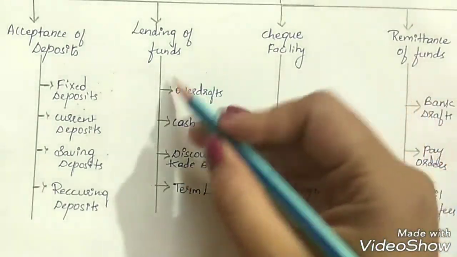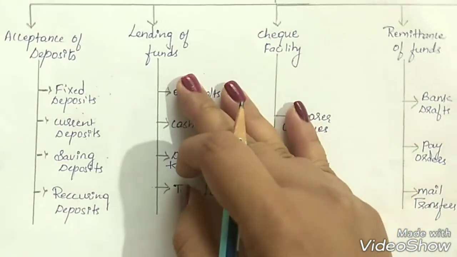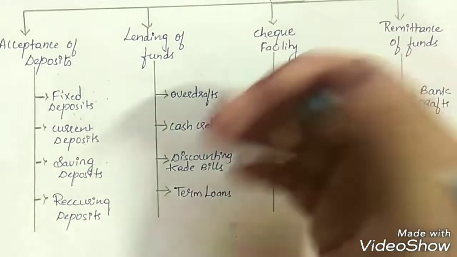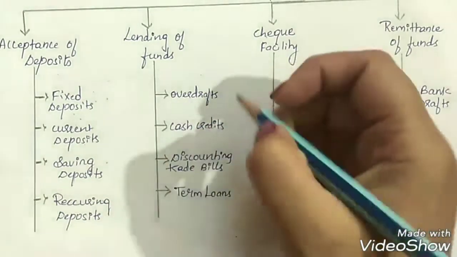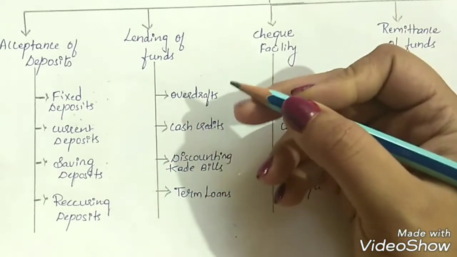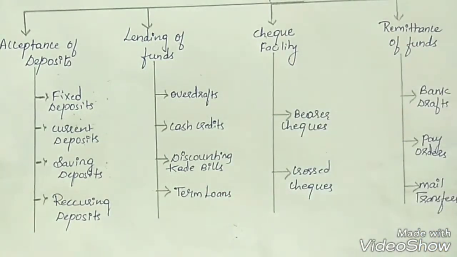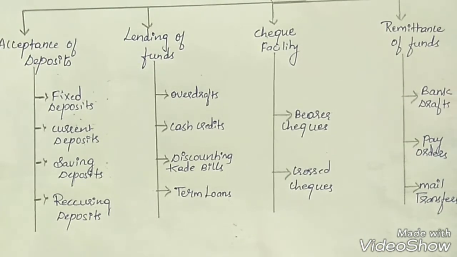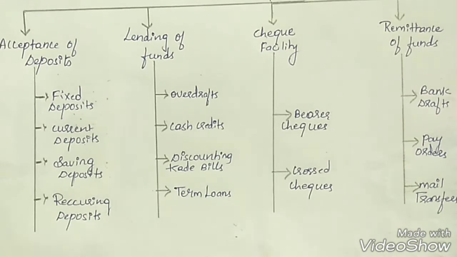So first is overdrafts. Overdraft is a facility which is provided by the bank in case I withdraw more than the amount which is present in my bank account. For example, I have rupees 40,000 in my bank account, right? But right now I need rupees 50,000 urgently.